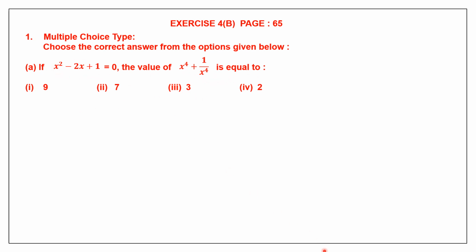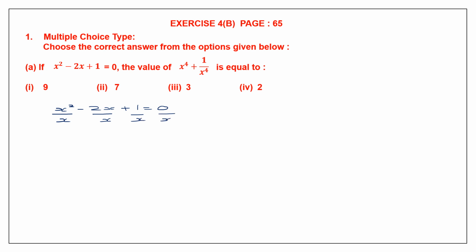So let's see what's given to us. The equation given to us is x square minus 2x plus 1 is equal to 0. Now we have to get it in this form, x plus 1 by x. We need to get this fraction. So what we can do here is divide both sides of the equation by x. So each term here we're going to divide by x, and then let's see what we get.